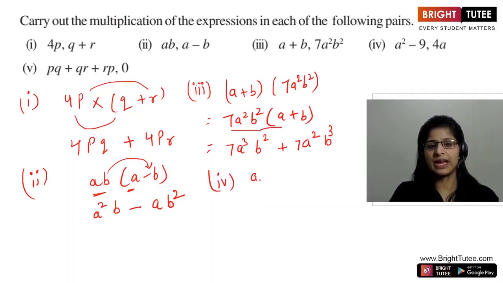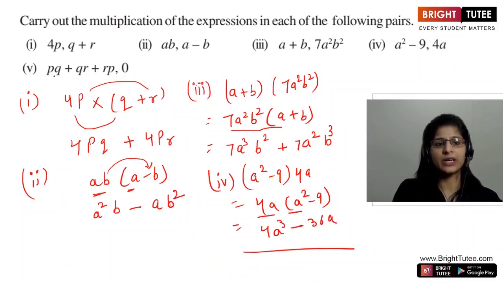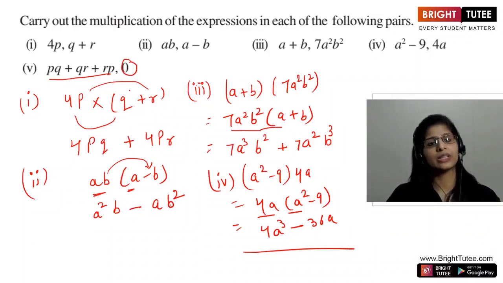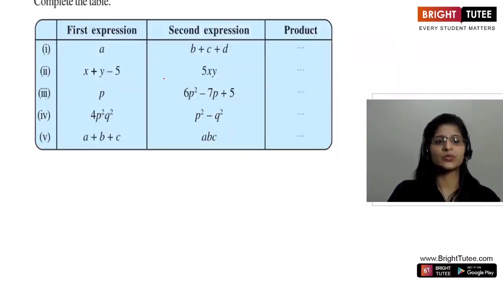We have to multiply a square minus 9 with 4a. So 4a multiplied with a square minus 9. 4a into a square is 4a cube, minus 4 into 9 is 36a. Right? Let us see the last part. When you multiply anything with 0, the answer is going to be 0. Clear? Let's move ahead.